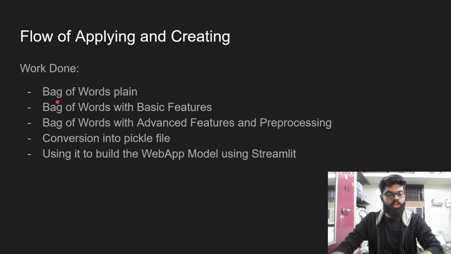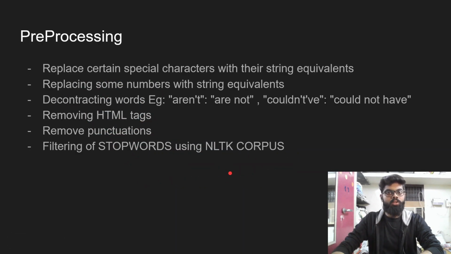What is the flow? First I will apply plain bag of words, then bag of words with basic features, then with advanced features and pre-processing. Out of these, I will take the best, convert it into a pickle file, and then build the Streamlit web app. The pre-processing I will do is replacing special characters, replacing numbers with equivalent strings, decontraction of words, removing HTML tags and punctuation, and removing stop words too.